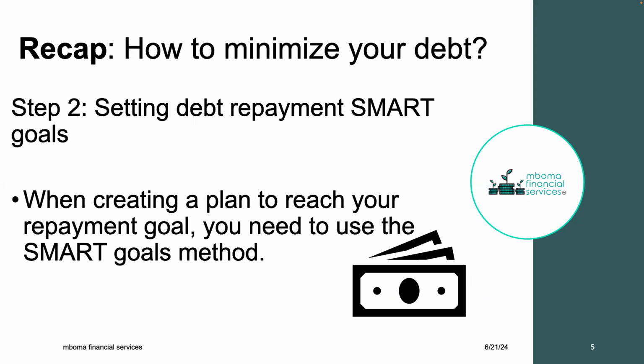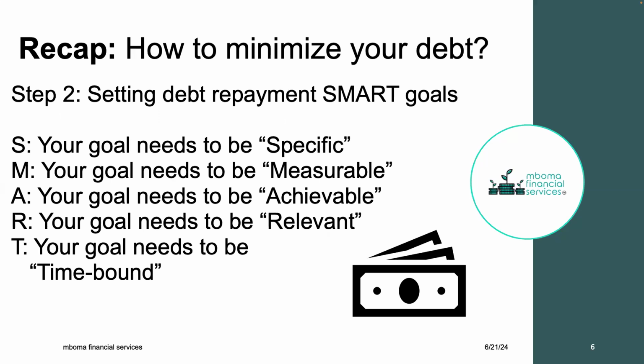When you create a plan to reach your repayment goal, you need to use the SMART goals rule. Remember, what is the SMART goal rule? Make sure that your financial goal is specific, measurable, achievable, relevant, and time bound. For example, if you say you want to pay off your credit card debt, that is specific. It's measurable because you already know the amount of money you owe on this particular debt. Is it achievable? Yes, it can be, based on the strategy that you're using.